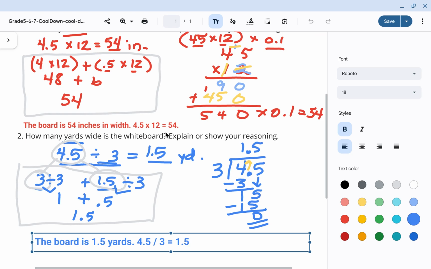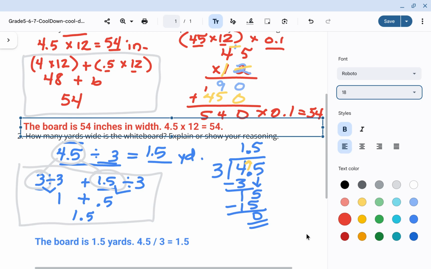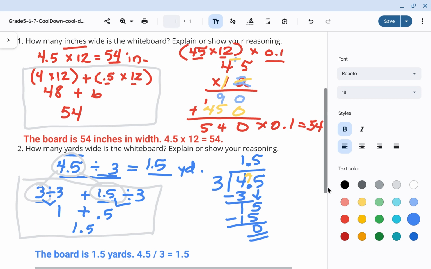So once again, boys and girls, these very last sentences that I typed out are very simple. They're just a restate of exactly what the board is in the dimension that I had to convert to. Boys and girls, this finishes out this lesson 7 cool down.